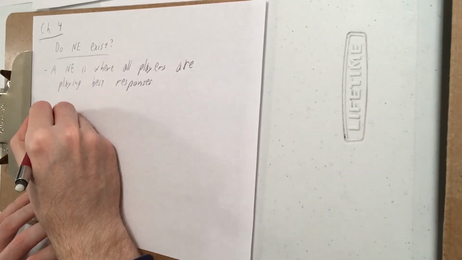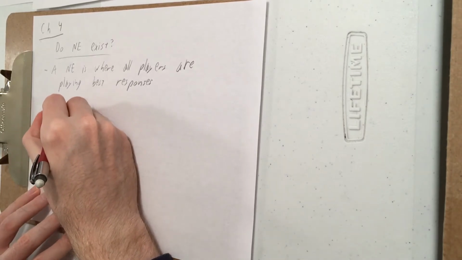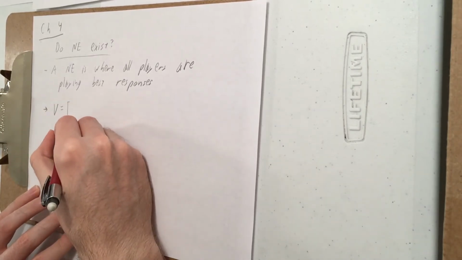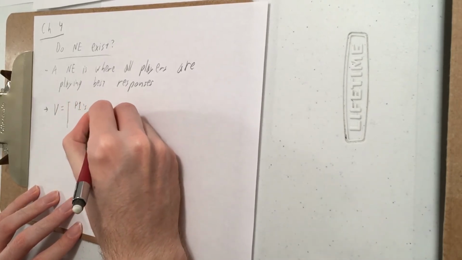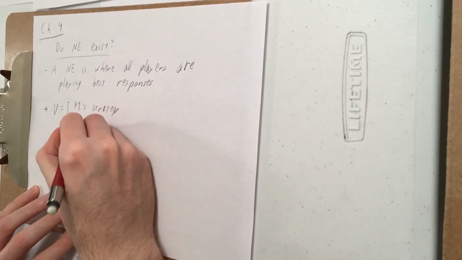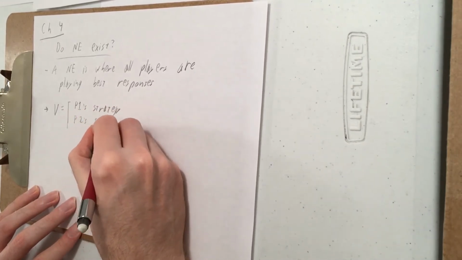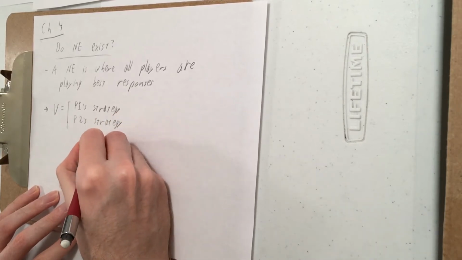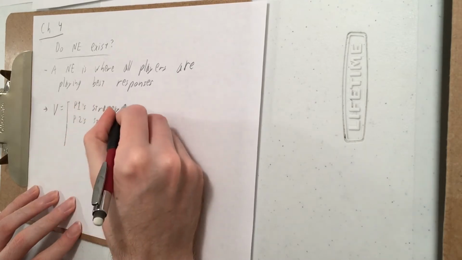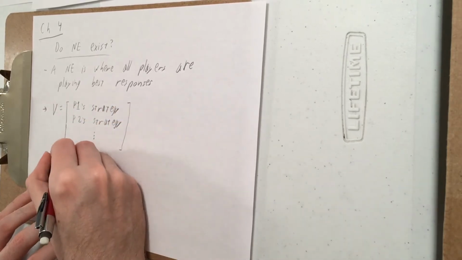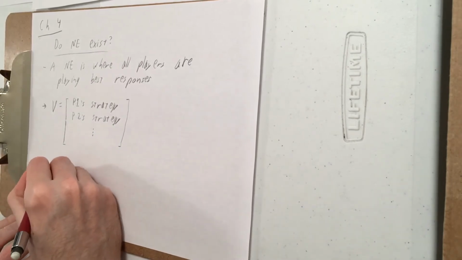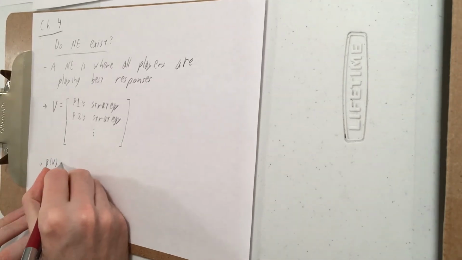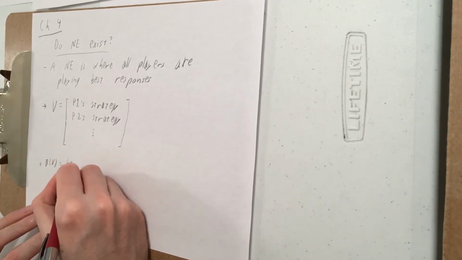So here's what we'll do with that. V is going to be a vector of strategies. So we'll have player 1 strategy, then we'll have player 2 strategy, and if necessary, if the game is big enough, there could be a player 3, player 4, etc. Now I'll define B of V to be the best response to V.